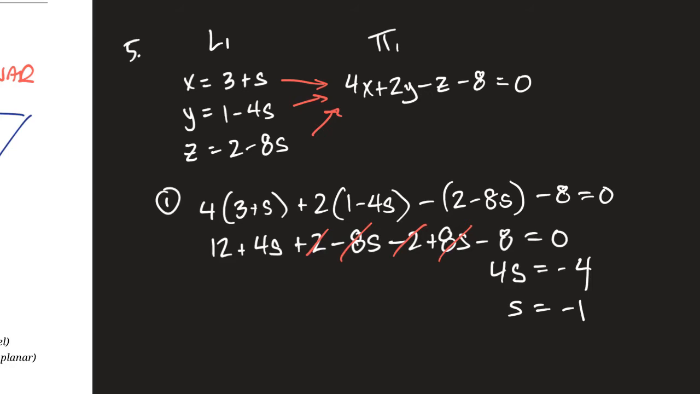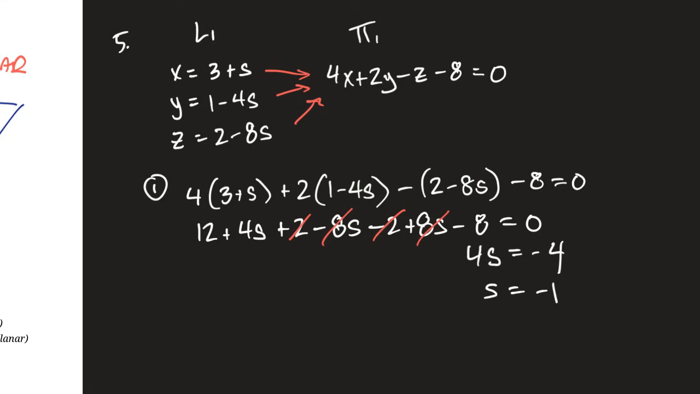And L1 was the equation, or the equations, that had the s in them. So we can just plug that in to see what we get. So s equals negative 1. Let's just plug that in for x. It's going to be 2. Y, it's going to be 5. And z is going to be 10. And if we look at the answers, that is the correct answer.